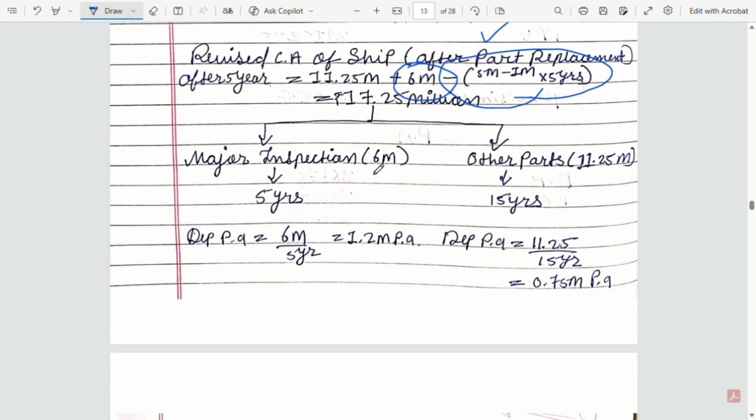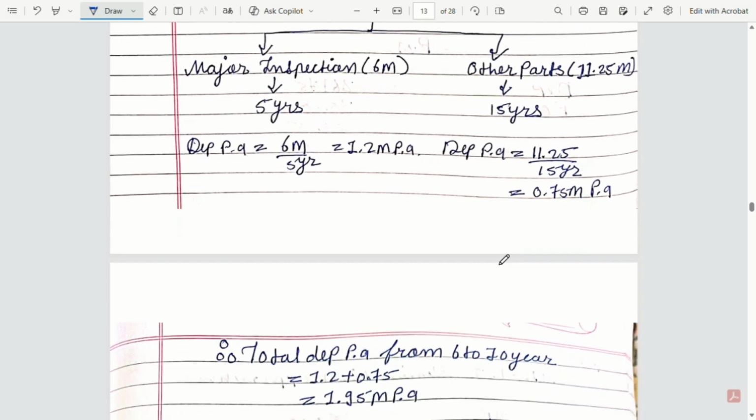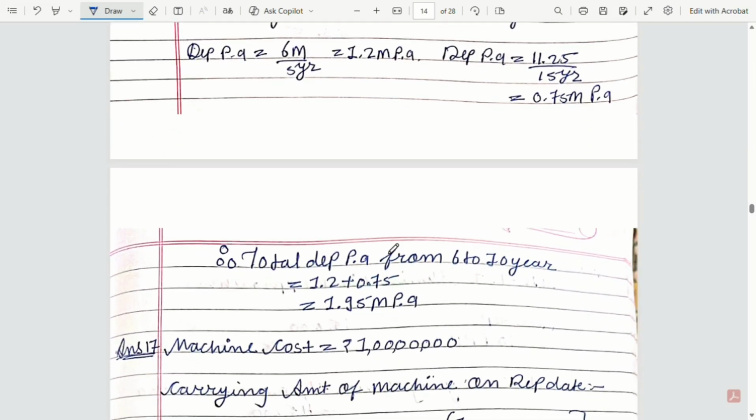Now we are going to charge the depreciation separately on the 6 million, and separately on the remaining part. On the 6 million for 5 years, but on the remaining part of 15 million for the remaining years. And then we will calculate the depreciation from year 6 to 10, which is 1.95 million per annum.